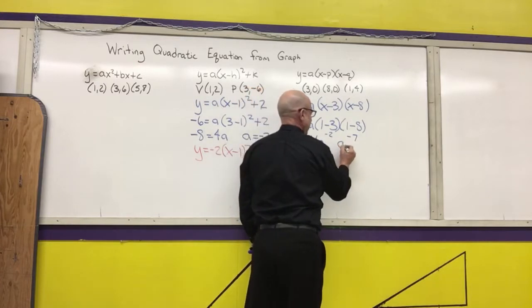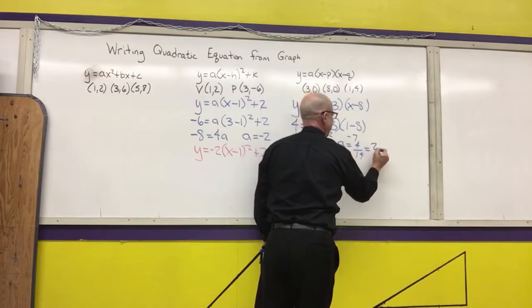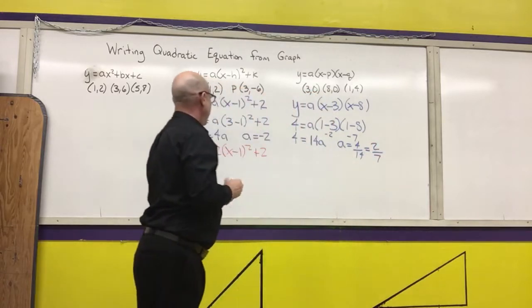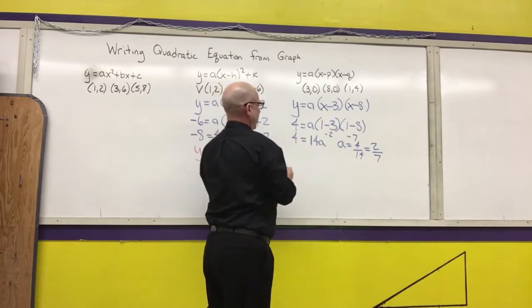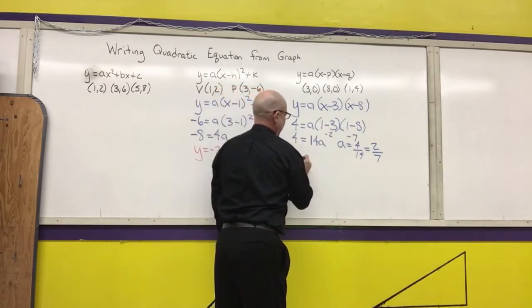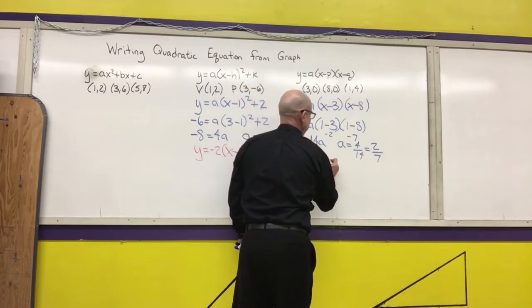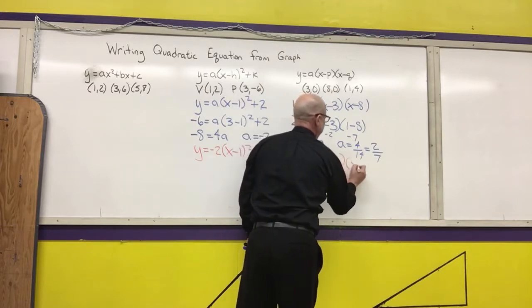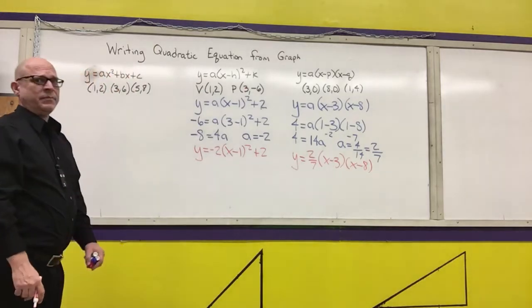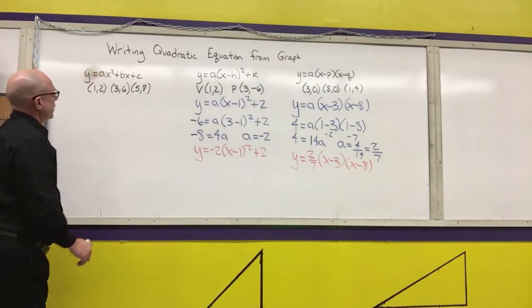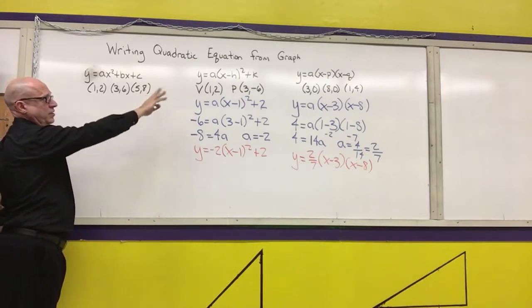Solving for a, I get 4/14, which simplifies to 2/7. I'm going to take this a, substitute it back in up here, and I get my final equation is y equals 2/7 times x minus 3 times x minus 8. Again, that method is fairly straightforward. The problem comes in when I don't have my vertex or I don't have both roots.